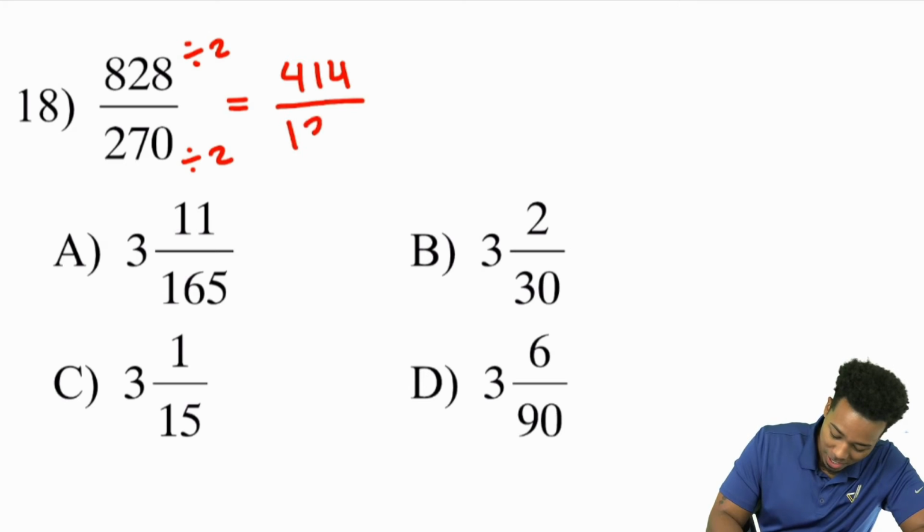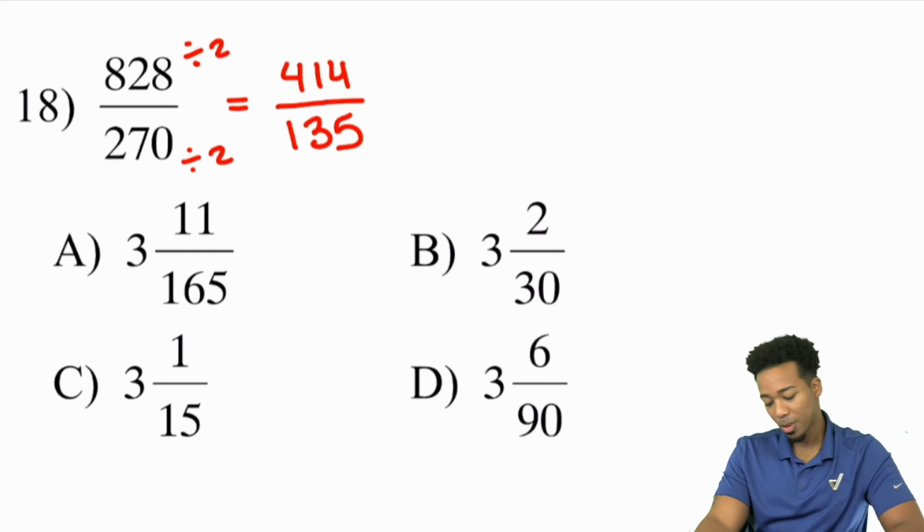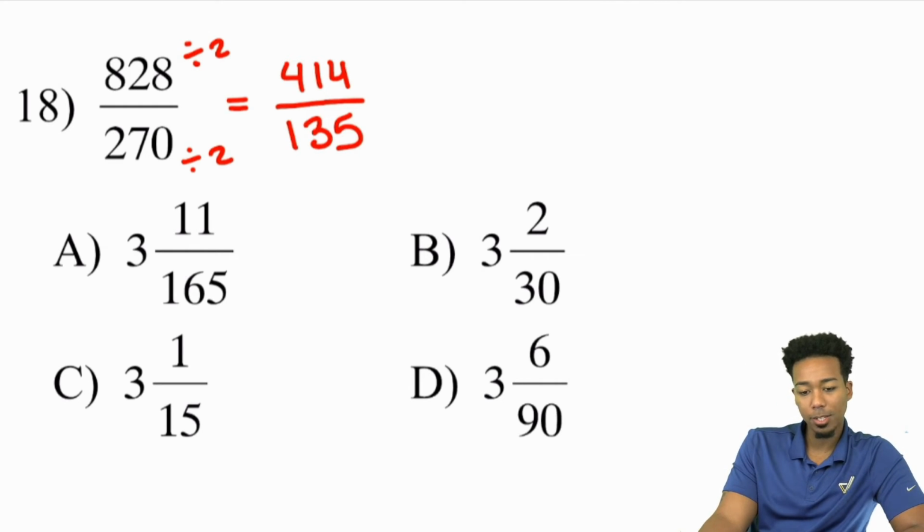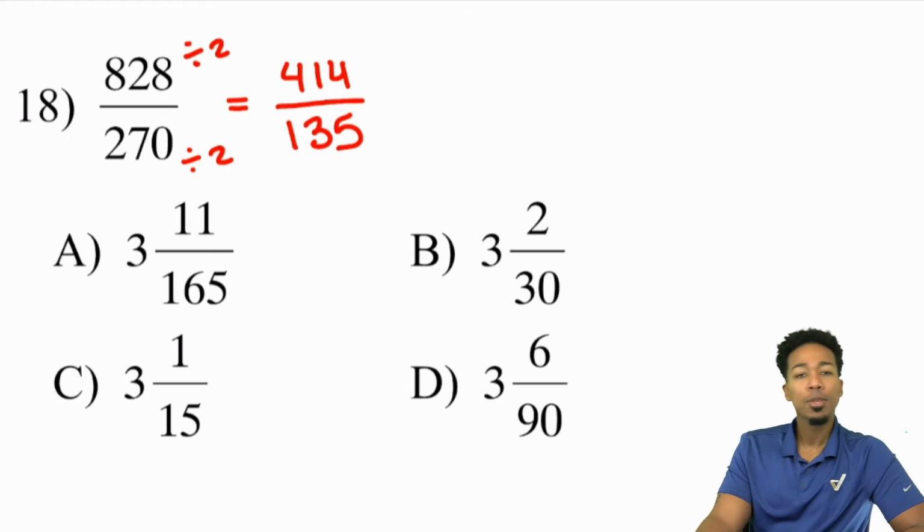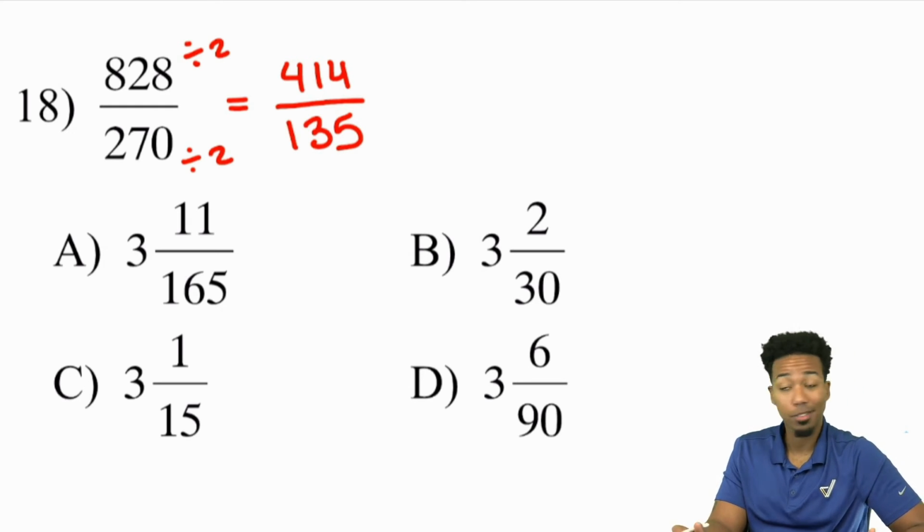But we have 135. Okay, now if we're looking at this, we might be a little taken aback, right? We're looking at this like, whoa, how do we go from here, right? So this is where you want to ask yourself, well, what are the factors of each number that I can kind of consider?